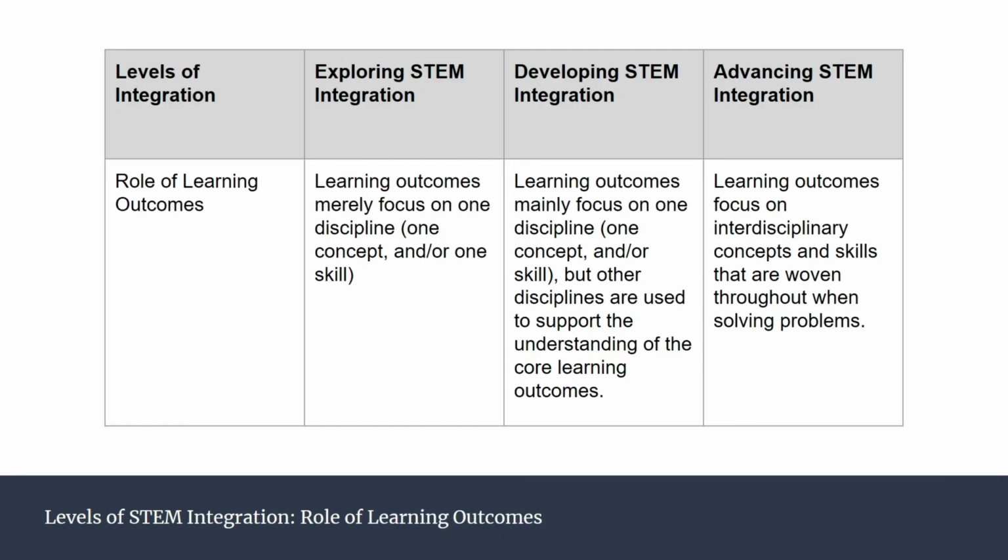The fourth category is the role of learning outcomes. In the definition of STEM integration, we identify integrated STEM education as intentionally and purposefully blending multiple disciplines, both academic and vocational. Please reflect on Module 2 to get more information about academic and vocational disciplines and knowledge. Therefore, at the advancing level, learning outcomes should focus on at least applying interdisciplinary concepts and skills when solving problems.